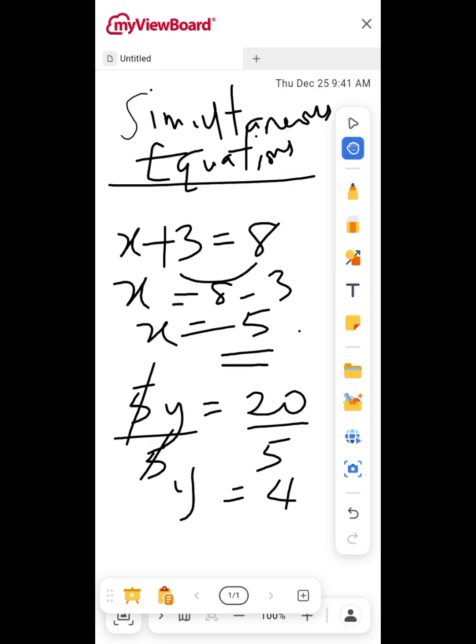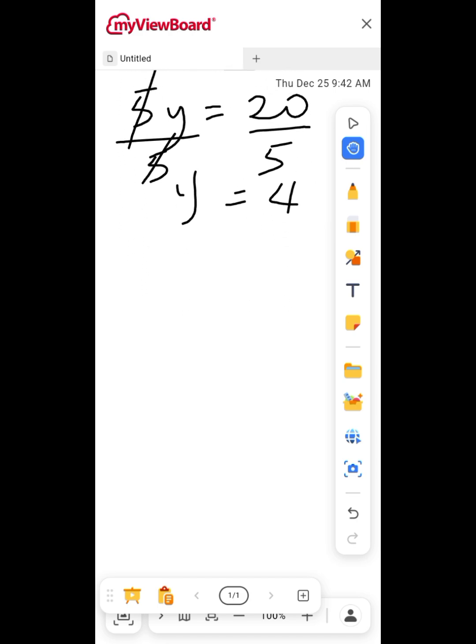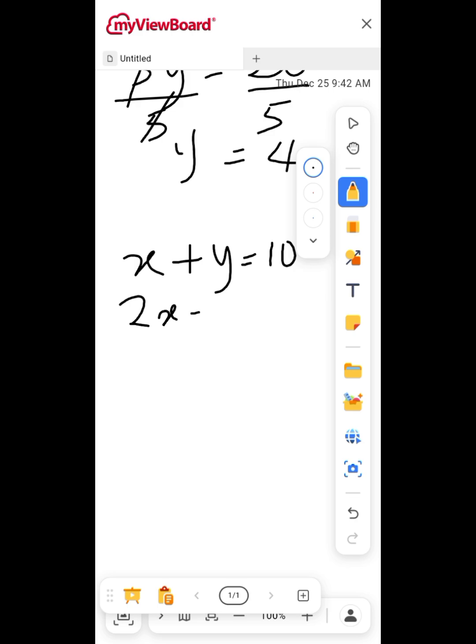But when we talk about simultaneous equations, it involves more than one variable. We have two variables and two equations involved. For example, something like x plus y equals 10, 2x plus maybe 5y equals 5. They expect you to solve these equations. Simultaneously means at the same time, not just solving them independently. They want you to solve them at the same time, and you are also going to get values for your x and y.